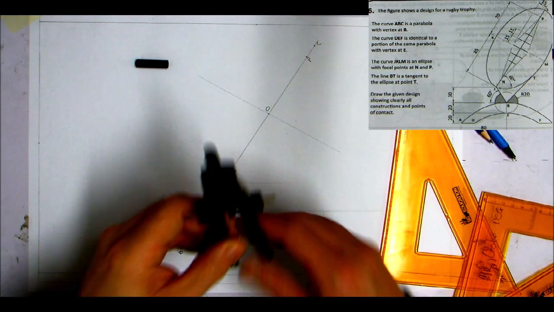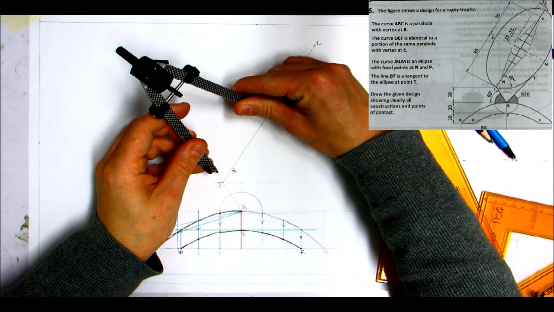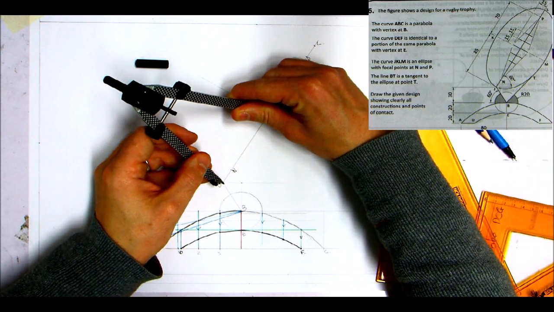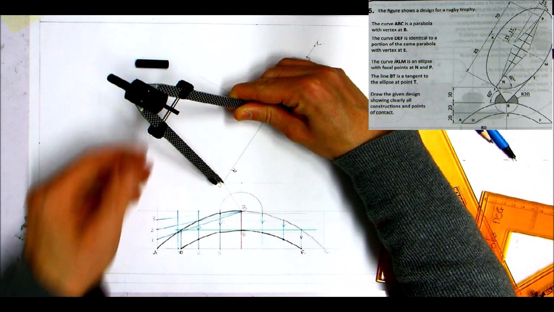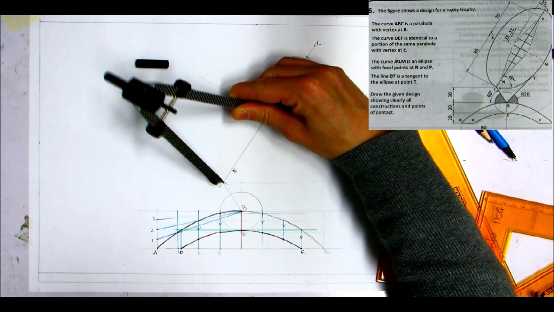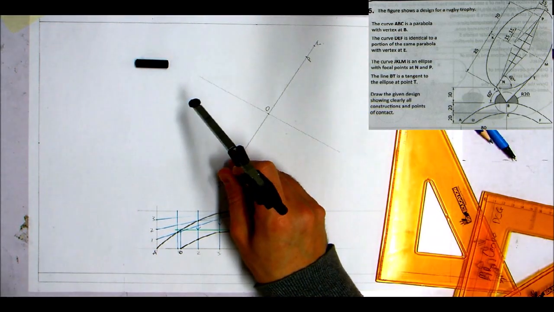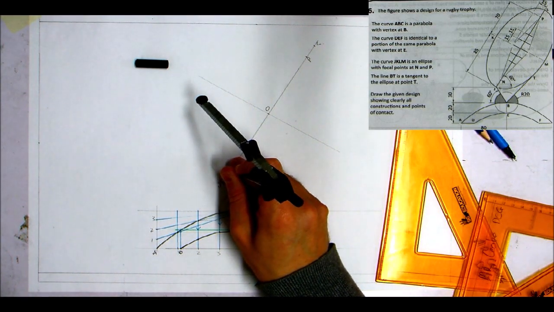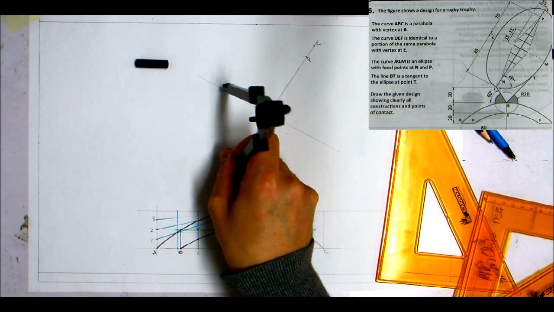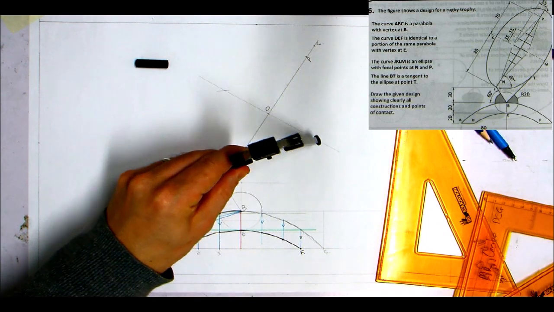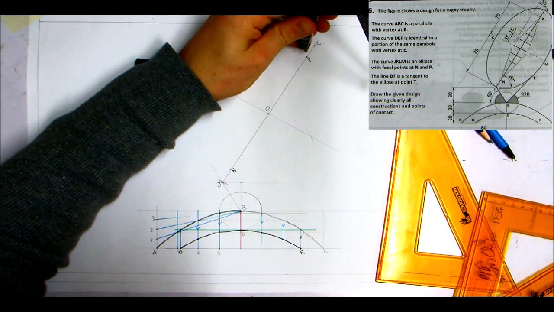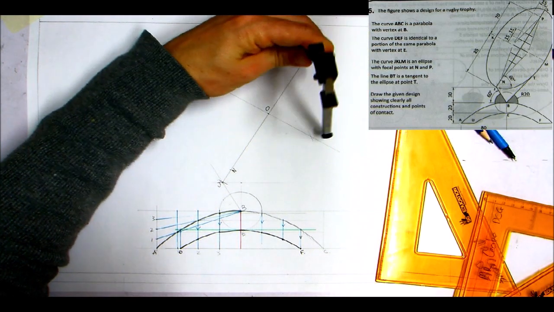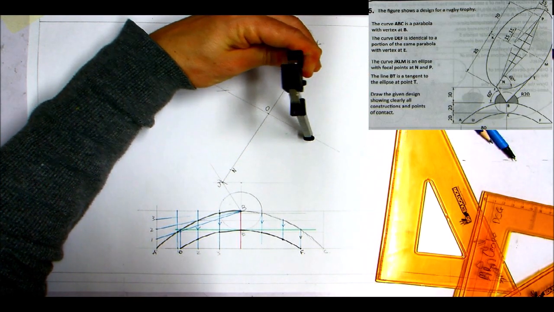Half the major from the minor gives you your focal points, doesn't it? So if I get half the major and I swing it from a focal point, it will give me my minor. There's the point of the minor on one side, there's the point on the minor on the other. If you want to test your theory, swing the same one from P and see if you get the same point. Exact same point.